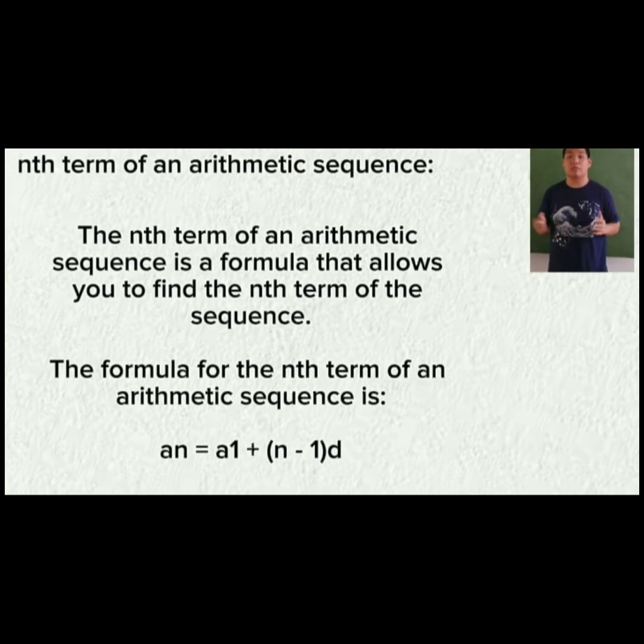Now, the nth term of an arithmetic sequence. The nth term of an arithmetic sequence is a formula that allows you to find the nth term of the sequence. The formula for the nth term of an arithmetic sequence is a sub n is equal to a sub 1 plus the quantity of n minus 1 times d.